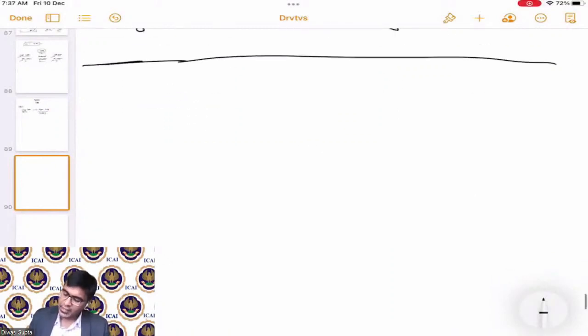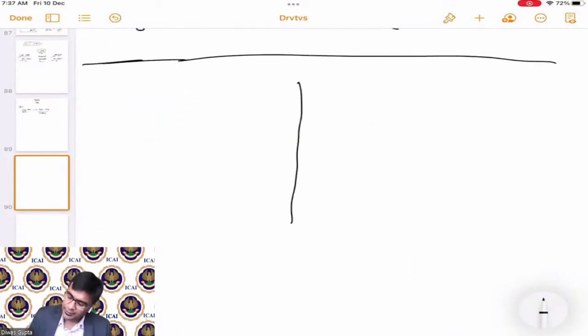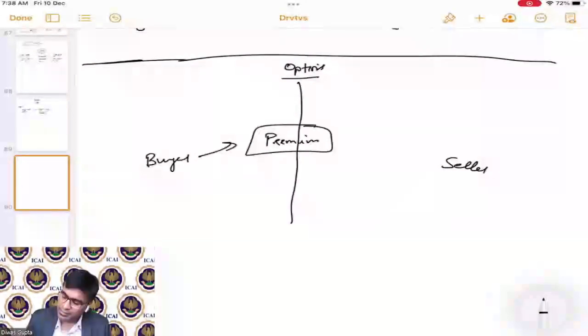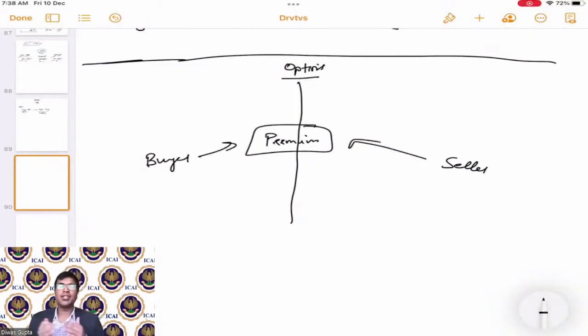As we have discussed, on a stock exchange the buyer and the seller are there. Now we are talking only about options, correct? So the price of an option is what? Premium. The premium is the price at which the buyer will bid and the seller will also bid, and if the premium matches, there will be a deal between both of them.